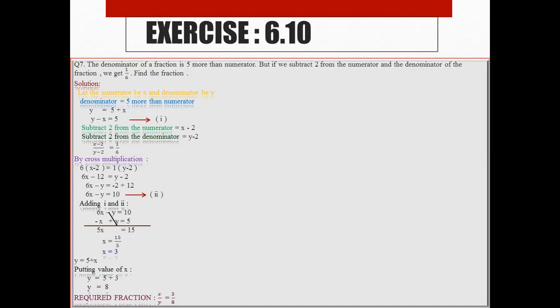But we suppose in the fraction that x is the numerator and y is the denominator. The fraction will be x over y, and after putting the values, the fraction comes 3 over 8 because x is 3 and y is 8.